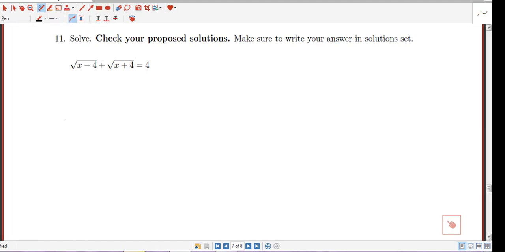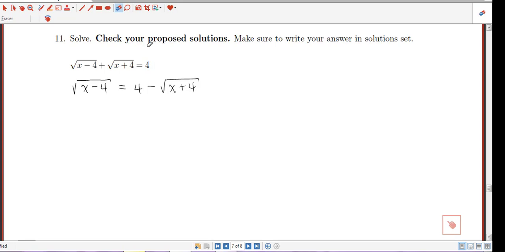Alright, anyways. Let's take a look at this guy. Now, this one, please be careful. You'll see why I want you to be careful in a minute. I will point that out. Now, what we need to do first is isolate a radical on one side. So let's just keep the square root of x minus 4 on the left, and then let's subtract the square root of x plus 4 from both sides. Then here what we're going to get is what? Minus square root of x plus 4. I just moved this guy over like that.